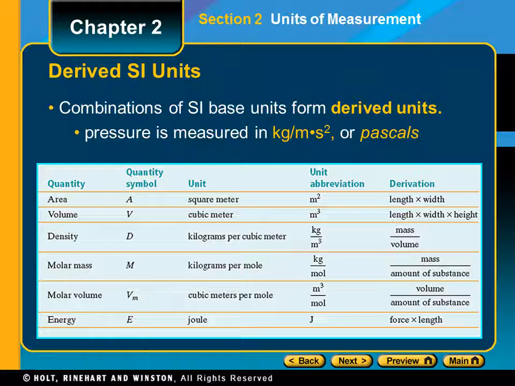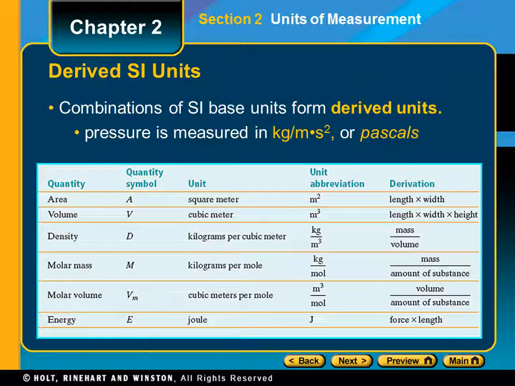Molar mass is mass over amount of substance. So it's kilograms per mole. Molar volume is volume over amount of substance. So it's cubic meters per mole. This is what we mean by derived. These are combinations of SI units.